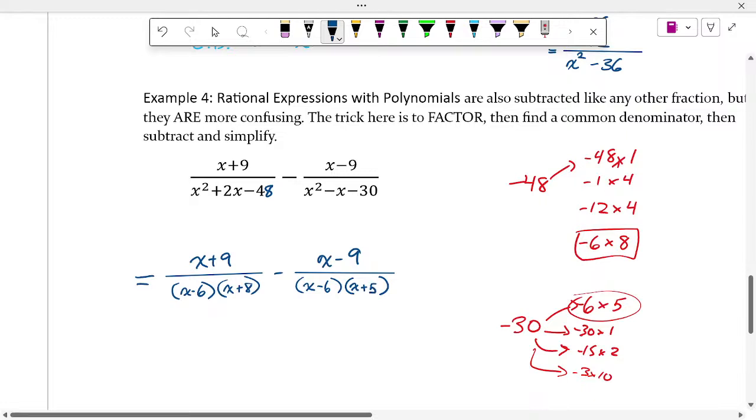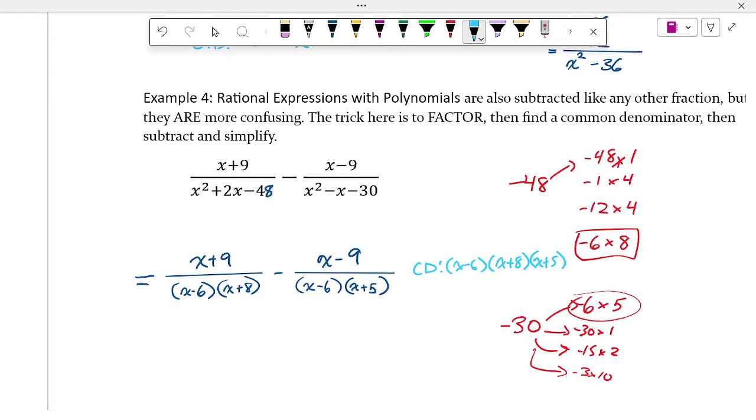X plus 5. Okay, what's our common denominator going to be? It's going to be miserable. It's going to be x minus 6 and x plus 8 and x plus 5. There's 3. Is that allowed? Yeah. Are we going to expand that? Nope. All right, we'll finish this one tomorrow. Tomorrow we're going to finish this, then we're just going to do some practice.